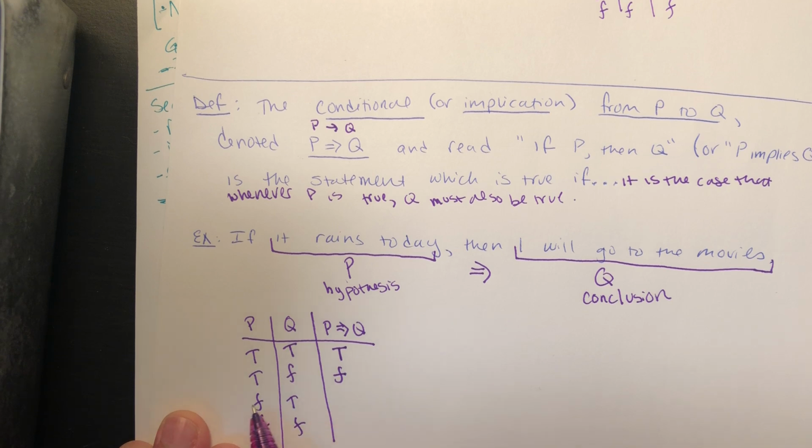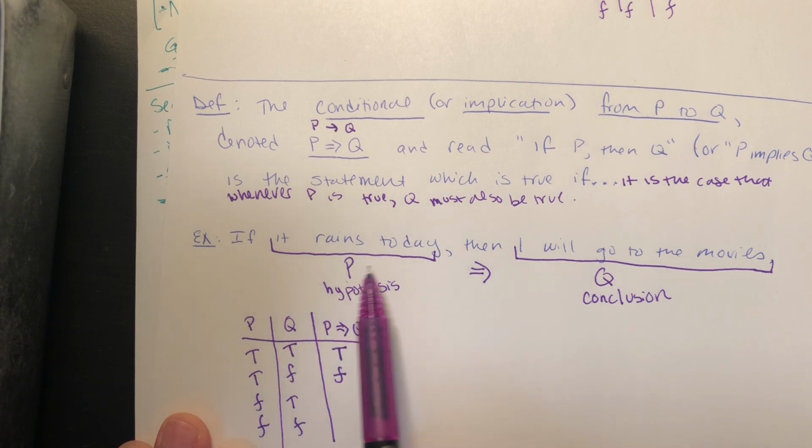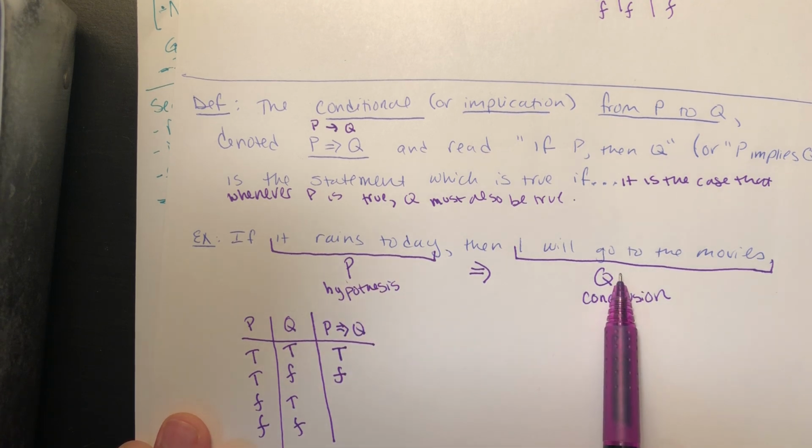This leads to an interesting question. How do we define the truth value of this implication if the hypothesis, the first part, isn't true? Like if it doesn't rain today, how would you know whether this implication is true or not? Well, the thing to keep in mind is that this statement, P implies Q, didn't really assert anything about whether it rains today or not. It didn't say whether you were going to go to the movies or not if it didn't rain. All it's saying is if it does rain, then I'm going to go to the movies.